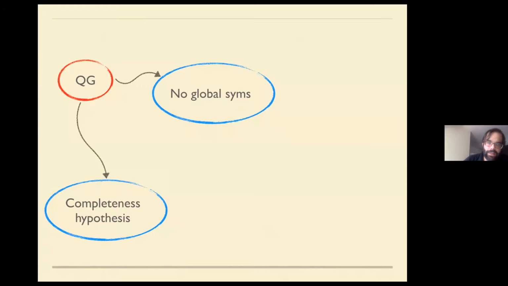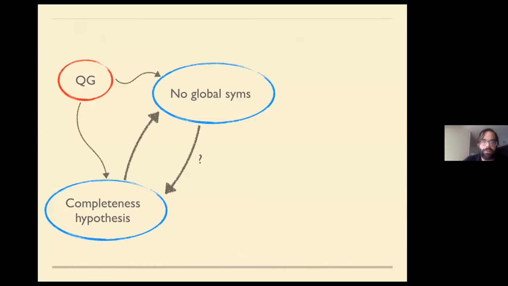In one direction, I think it's pretty clear that it is. Because if you have a complete spectrum of states, then the topological operators cannot link with anyone. And so they basically have to be trivial. So it makes sense that the complete spectrum leads to no global symmetries. But the other implication, although it was obvious in Maxwell theory, is not so obvious in general.